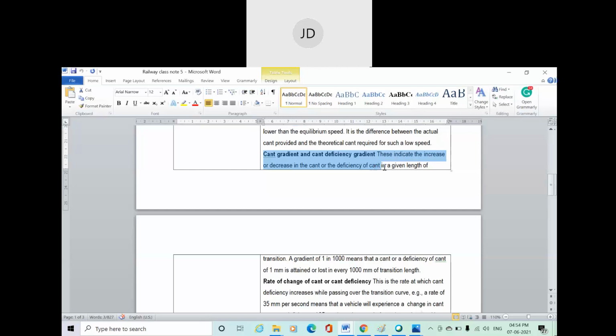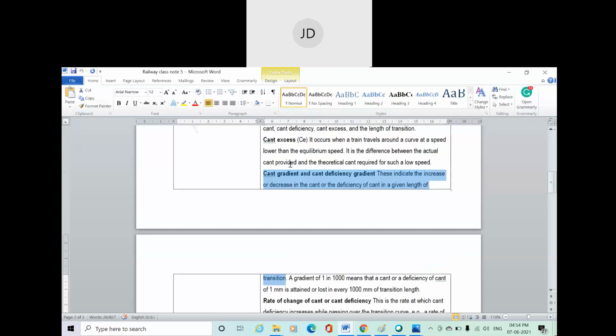So basically, this parameter indicates the increase or decrease of cant or superelevation along a transition curve. We already discussed that the main purpose of a transition curve is to introduce gradient, superelevation and curvature gradually from straight to curve. So the basic idea about the transition curve has already been discussed.